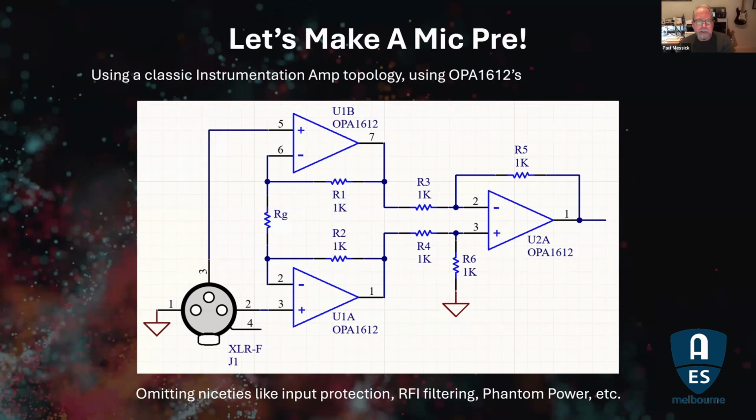The gain is set by a single resistor here, RG. And I'll show you in a second how we choose the value of RG. And otherwise, they're all the same value resistance, all 1Ks.